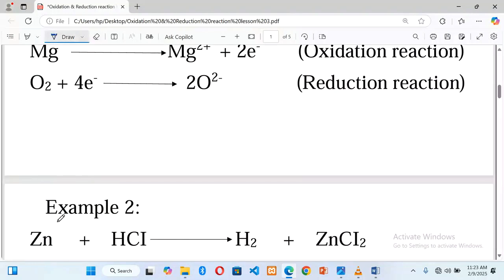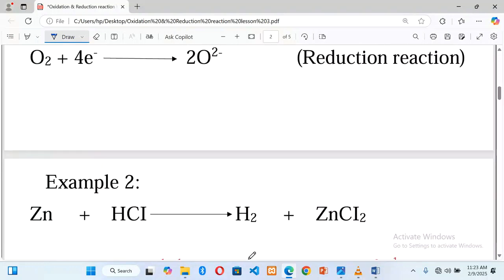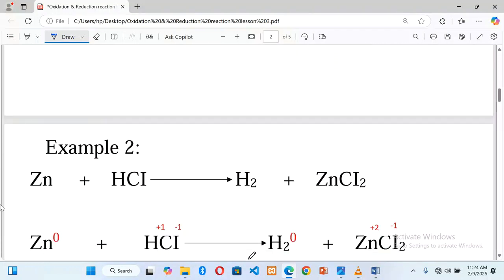So when we look at this equation, having zinc, we say that zinc is a free element, and we said free elements have oxidation numbers of 0, and even hydrogen is also a free element, which means its oxidation number is also 0. So for hydrogen, you have oxidation number 0, zinc, oxidation number of 0. Then we go to hydrochloric acid.